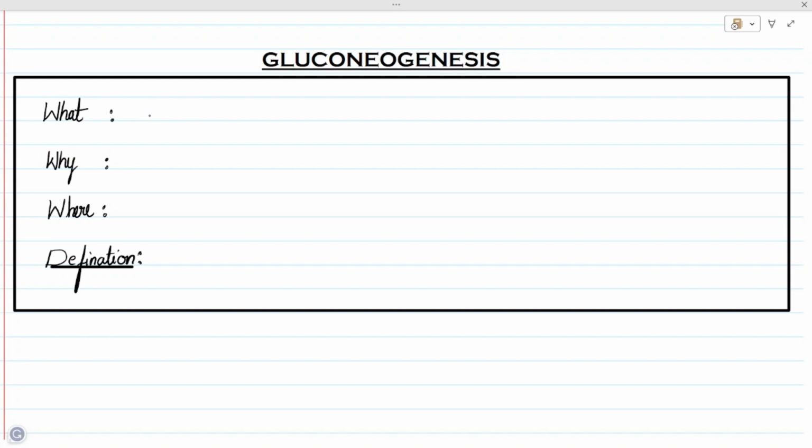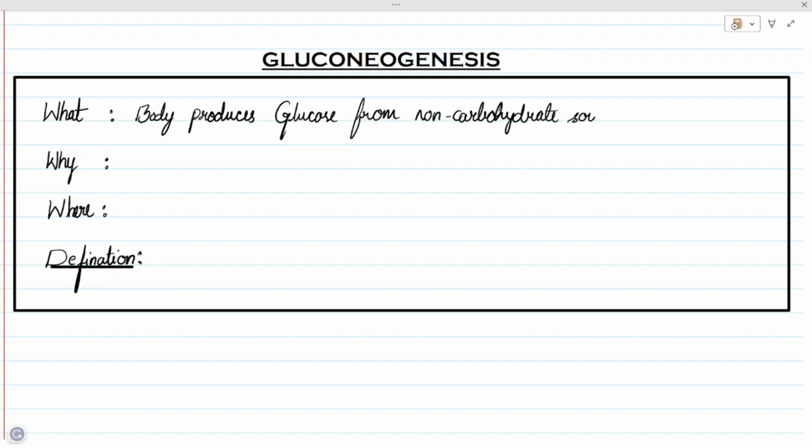Okay, it is a process where our body produces glucose from non-carbohydrate sources. Why is this gluconeogenesis process necessary? It is necessary because when there are no glycogen stores, gluconeogenesis is the only process in our body which produces glucose. And it supplies the glucose to the organs which need glucose for their normal functioning.